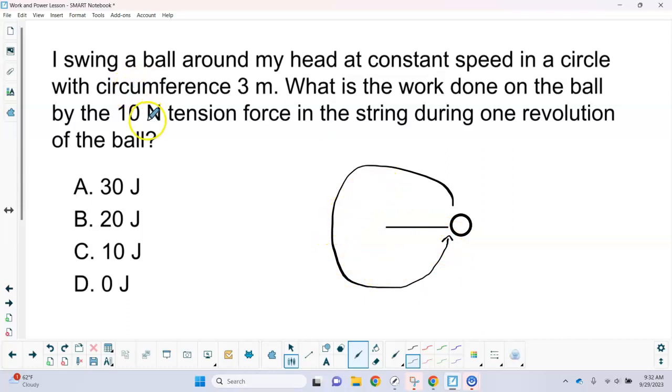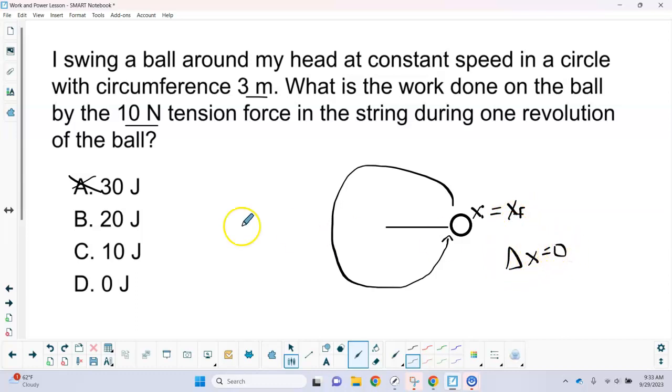Well, you might have an inclination to say, oh, I have 10 newtons of force and I need to figure out the radius or the circumference of this circle. The circumference of the circle is 3. I thought it was the radius. I misread. And you might say, oh, it's 30, but that is not correct, because again, we don't worry about the distance traveled. We worry about the displacement. The initial position of the ball is right there. That is equal to the final position of the ball. So our change in position is actually 0.